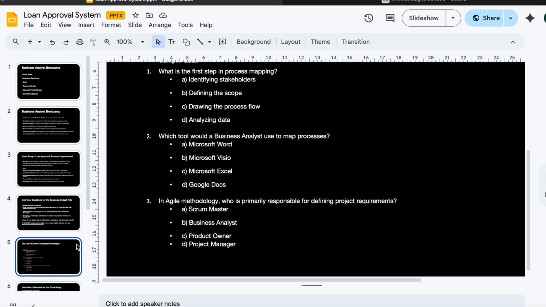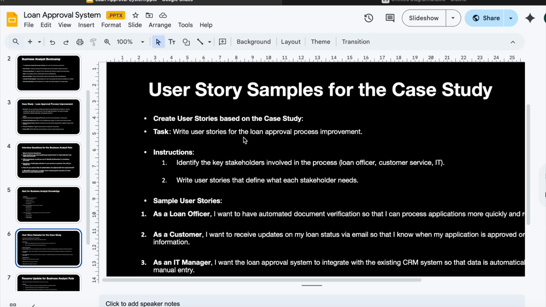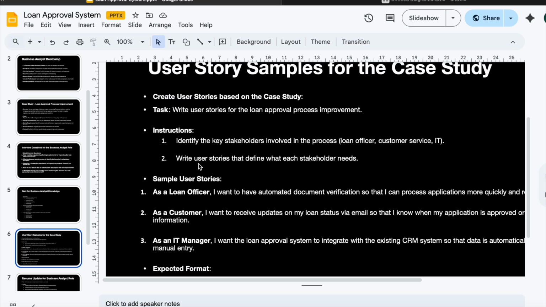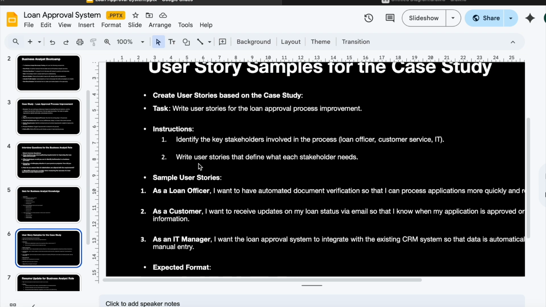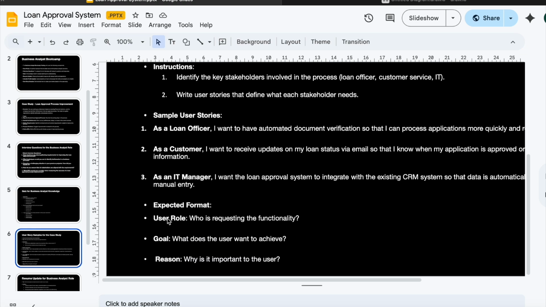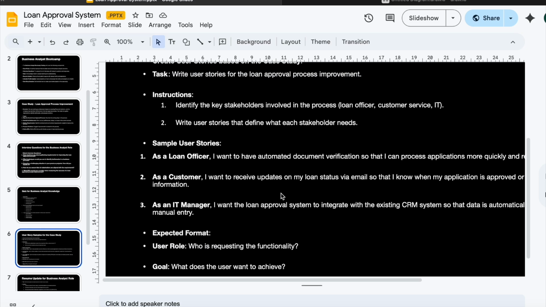So now we'll go into some sample user stories. So what is a user story? A user story is an instruction we write in Jira or some similar software for the developer. In the user story, we are primarily focusing on the expected user role, who is doing what and when. So what is the goal and what's the reason? In our case study, let's take a look at a few samples I have put here.